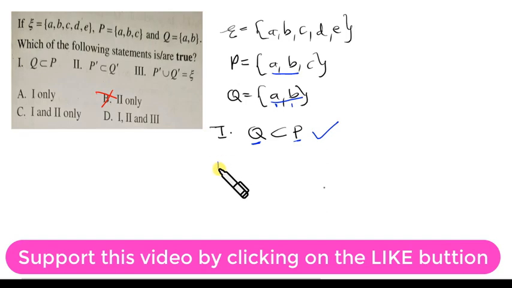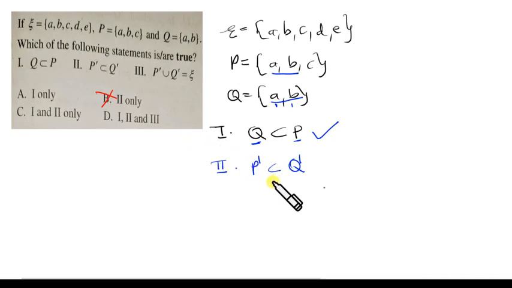Now II also says that P complement is a subset of Q complement. Now there are two ways to do this. One way is to find P complement and also to find Q complement. Then you try to find out whether the elements in P complement are subsets or can be found in the set Q complement. Let us try that one and see.